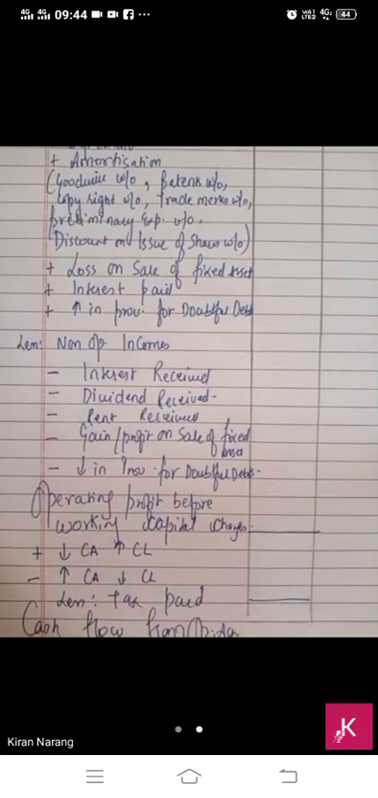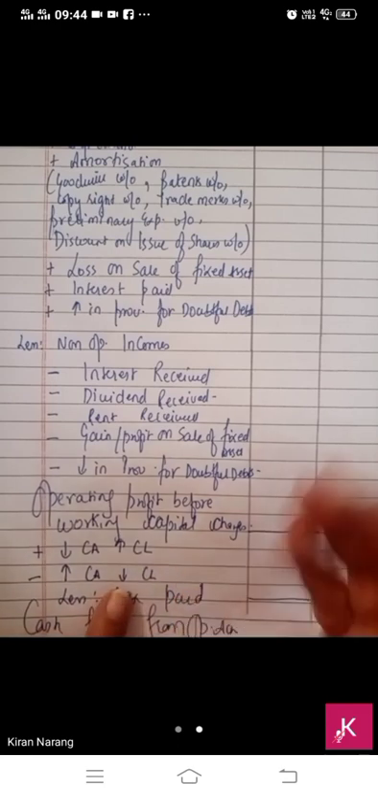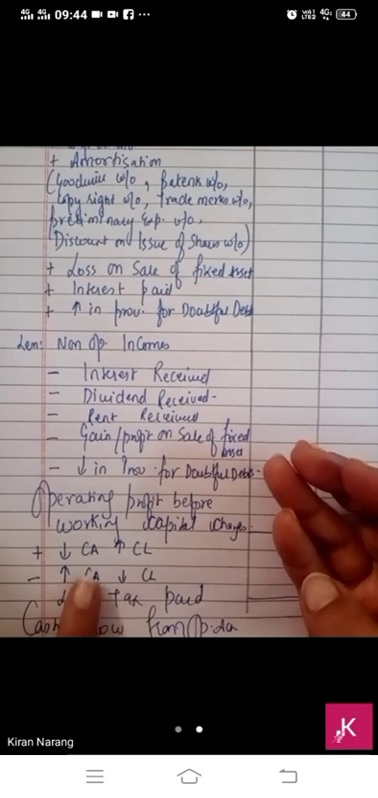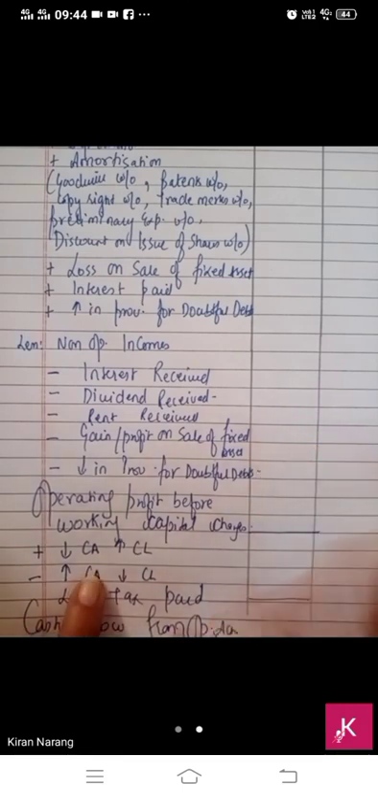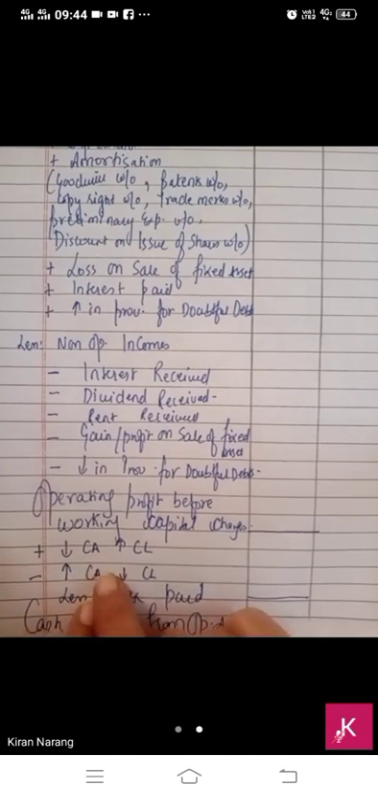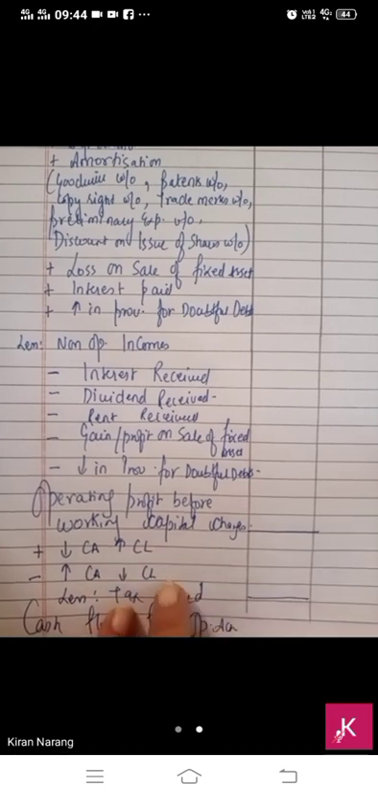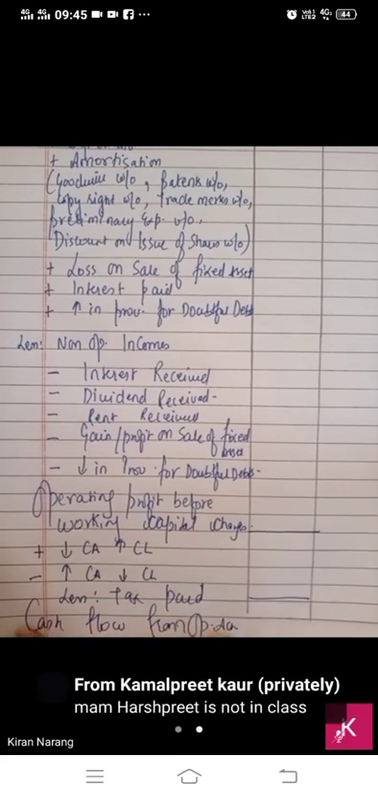At the end, you have to record the changes in working capital. Certain current assets and current liabilities will be given to you. You just have to recall your memory, and you should know what items are included in current assets and what items are included in current liabilities, like inventory and trade receivables, cash and cash equivalents. So if there is any fall in current asset, it will be added. If there is any increase in current asset, it will be subtracted. If there is any increase in current liability, it will be added. If there is any decrease in current liability, it will be subtracted. At the end, you have to pay the tax, and the answer will be cash flow from operating activities.